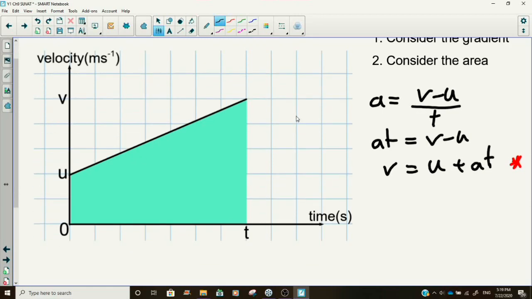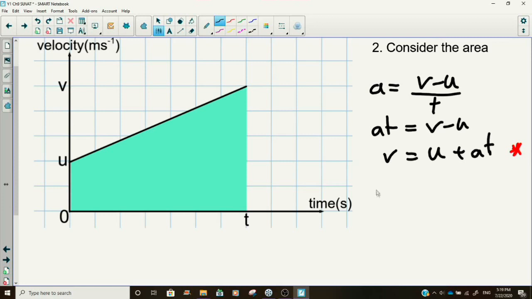Okay, so that was considering the gradient of the straight line. Let's consider the area now. So the area, let's use the formula for the area of a trapezium. And we know the area is the displacement, which we've called S. So the displacement, the area under the straight line, is half the sum of the parallel sides. So half of u plus v multiplied by the distance between them, which again is our time.